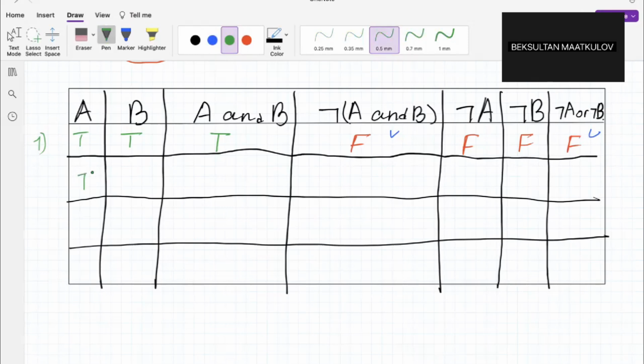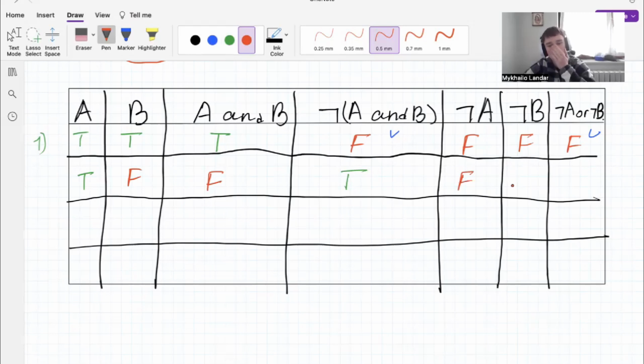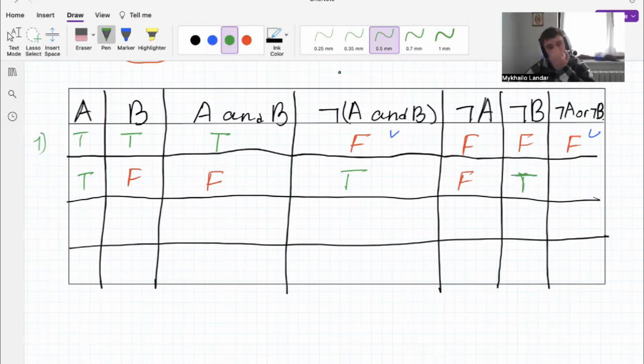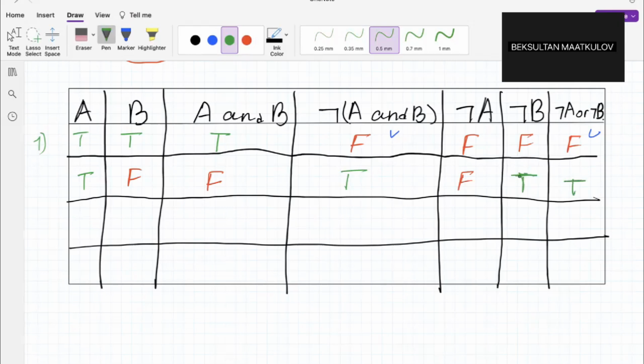Let's imagine that A is true, but B is false. What will be A and B in this case? It will be false. What about not (A and B)? It will be true, so it's the opposite. What about not A? False. And not B in this case will be true. Okay, what's the value of not A or not B? True, because we have at least one true; in this case, not B is true. Now just take note that this column equals this column by truth value, right? So not (A and B) is true, and not A or not B is also true.